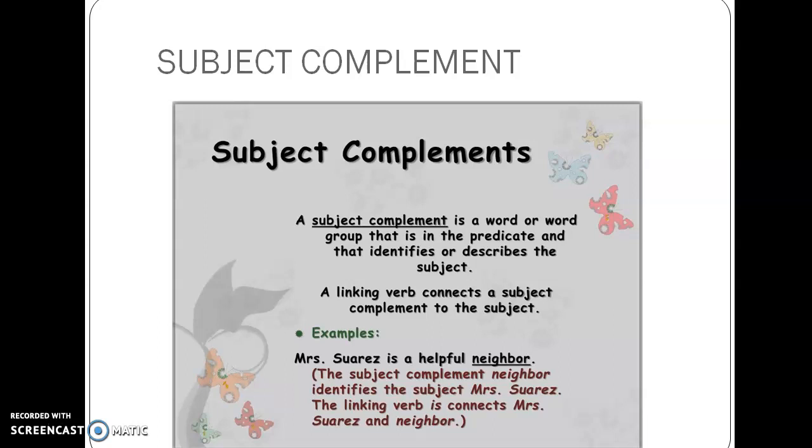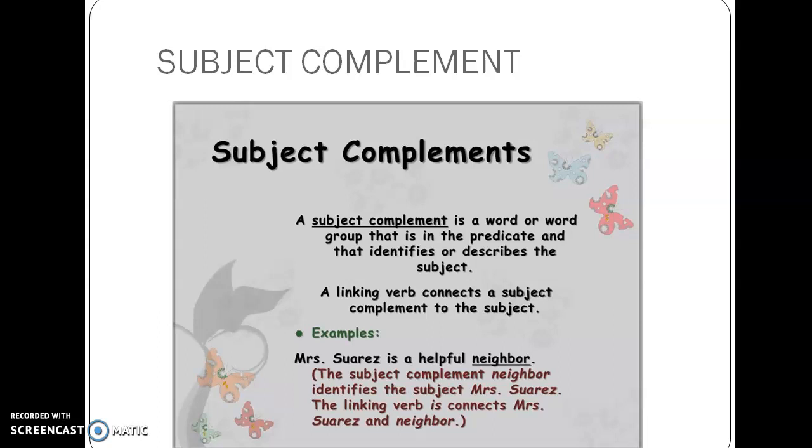Complement is something, like I told you, that adds meaning to the word. And subject complement, a word or a group of words which adds meaning or tells us more about the subject in the sentence. A linking verb connects a subject complement to the subject verb.